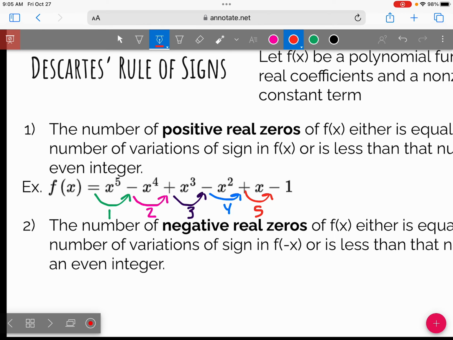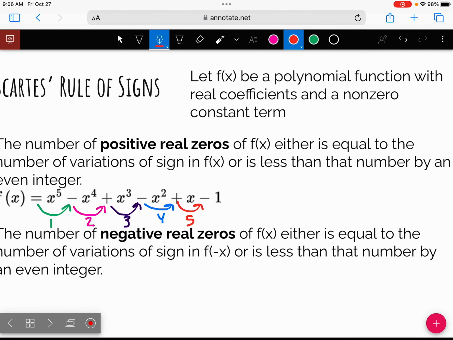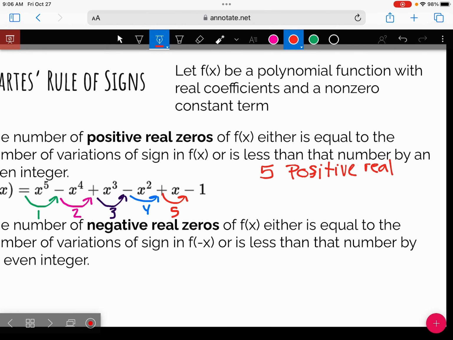All right, you see that? The sign changes? There's 5 of them. That means there are either 5 positive real roots or less than that by an even number. So 5 or 3, less by an even. So go down by 2s. 5 or 3 or 1 positive real roots.